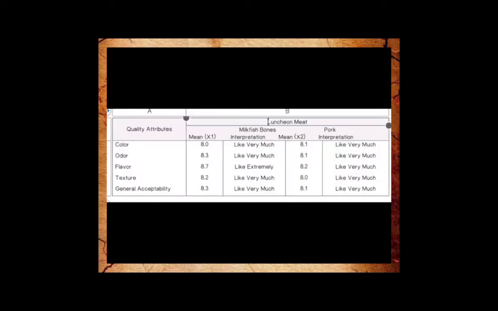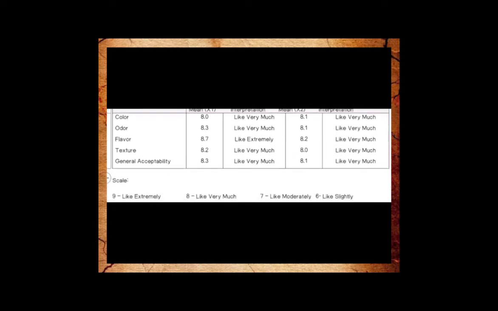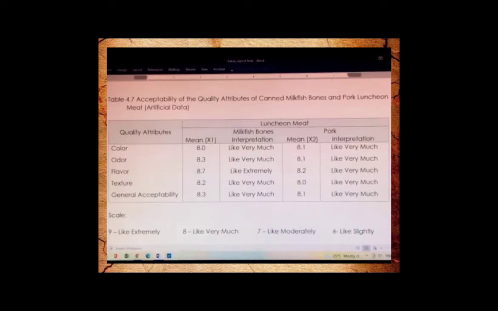Now we are going to discuss the last part of my report. So this is another example of a bar graph, and this table is presenting the acceptability of the quality attributes of canned milk fish bones and pork luncheon meat, artificial data. So if you notice, we have here the mean x1, x2, and the quality attributes, and we have milk fish bone, interpretation, and luncheon meat.